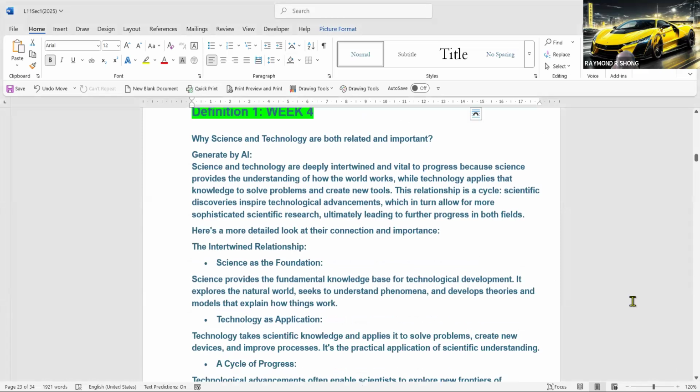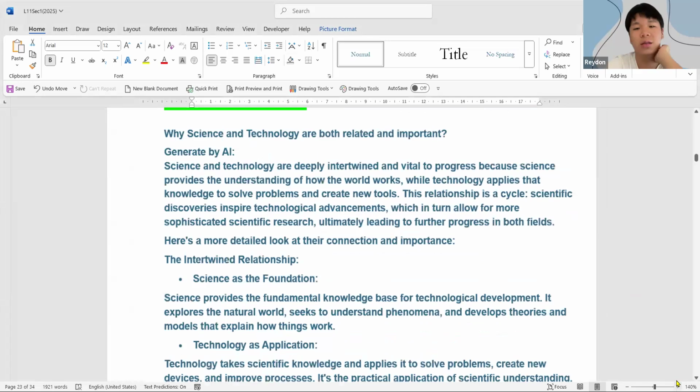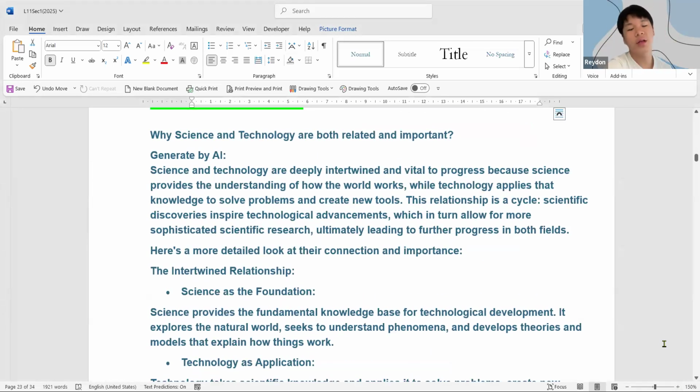Why science and technology are both related and important? Back to you, Raiden. Read the first paragraph. Why science and technology are both related and important. Generated by AI, science and technology are deeply intertwined and vital to progress because science provides the understanding of how the world works, while technology applies that knowledge to solve problems and create new tools. This relationship is a cycle. Scientific discoveries inspire technological advancements, which in turn allow for more sophisticated scientific research, ultimately leading to further progress in both fields.